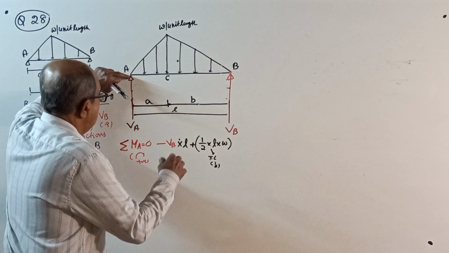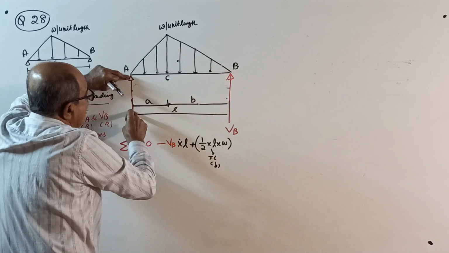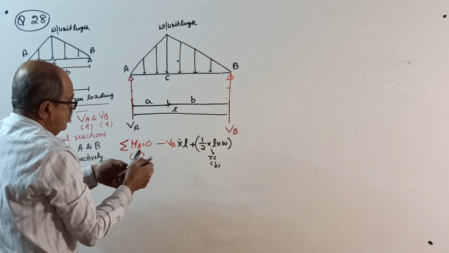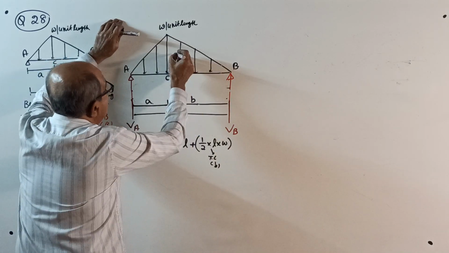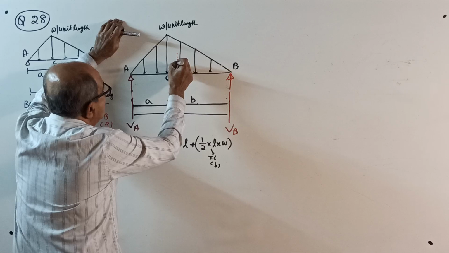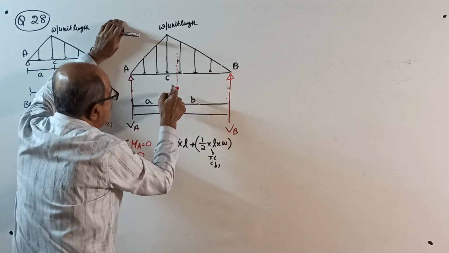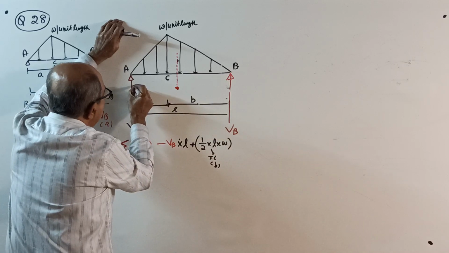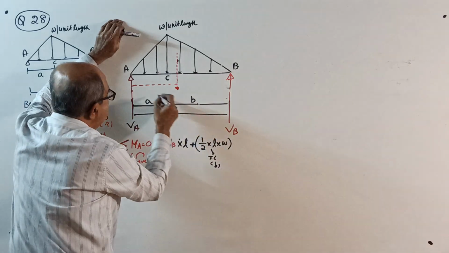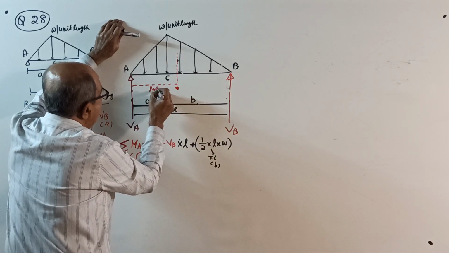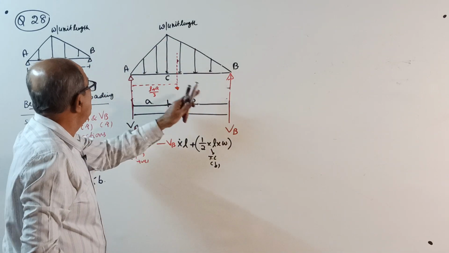So start. Minus VB into L, as I told you, plus half into L into W, which is the total load. Those who want, do one thing: here A is smaller, B is bigger. Mark a very light line here. This is the magnitude of the total load. The distance from here is the full span L plus A divided by 3. This side is not required because we are taking moment about A.